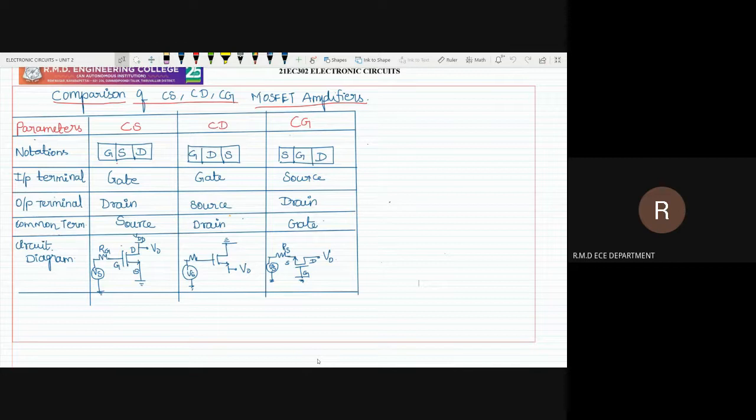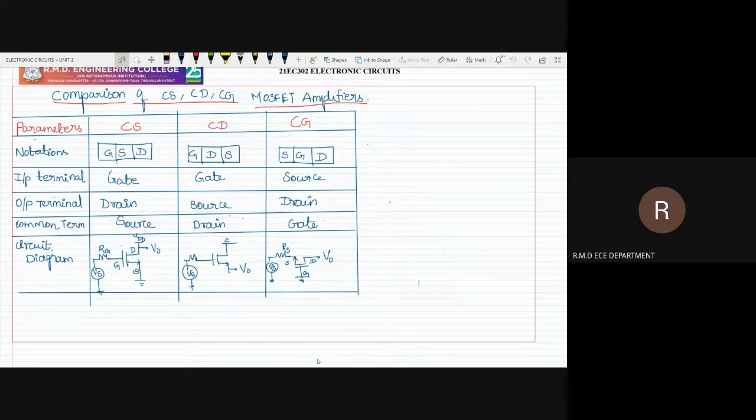MOSFET: metal oxide semiconductor field effect transistor. Metal in the sense it is an aluminum oxide SiO2 layer. Semiconductor is silicon. Field is electric field. So, comprisingly, we call it MOSFET, metal oxide semiconductor field effect transistor. It has four terminals: source, drain, gate, and substrate. Always source and substrate are connected together, and it is grounded.